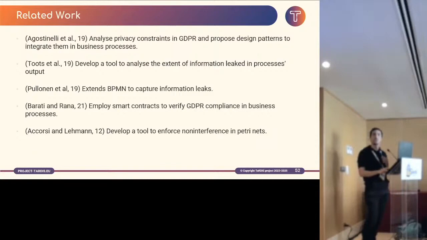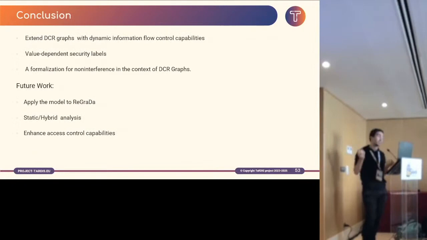Okay, to conclude, we presented an extension to DCR graphs, which allows for value-dependent dynamic information flow control, and also a formalization of non-interference for DCR graphs. As for future work, we have multiple possibilities. For instance, applying this model to RIGRADA, which is another previous work; resorting to either static or hybrid analysis, which we also have some works related to; and enhancing access control capabilities, namely stronger guarantees regarding integrity. Okay, that's all. Any questions?